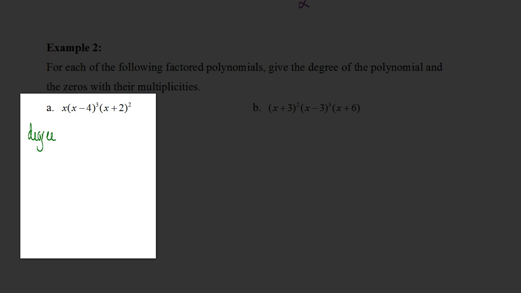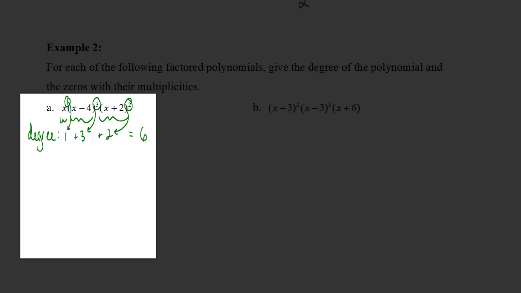What we're going to do is take each factor and figure out the degree from each factor and then add those together. So the degree for the first factor is 1. The degree for the second factor is 3. And the degree for the last factor is 2. So if I add those together, 1 plus 3 plus 2 gives me 6.